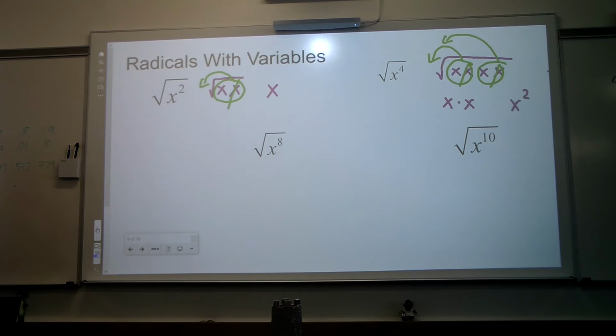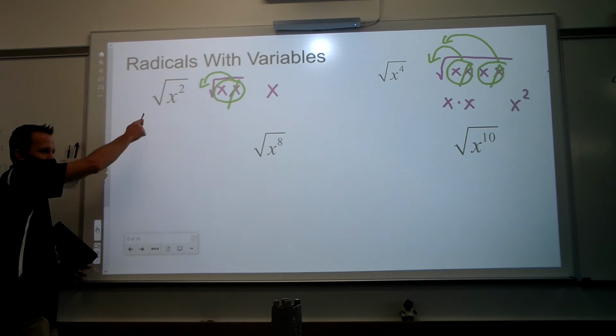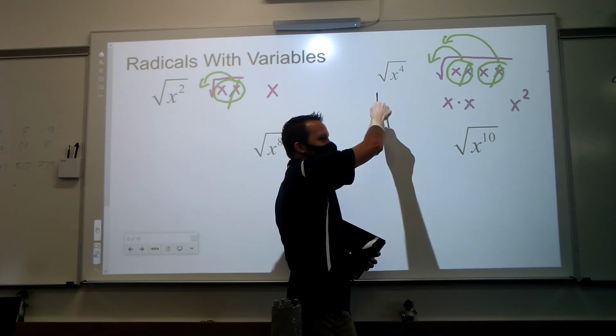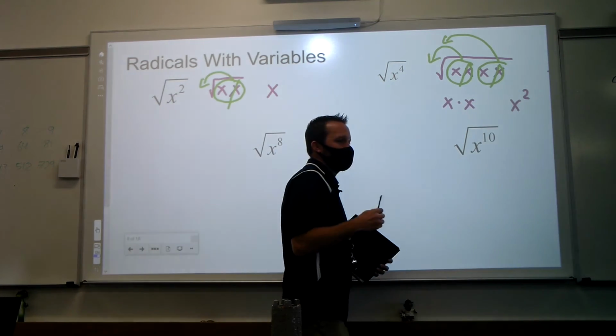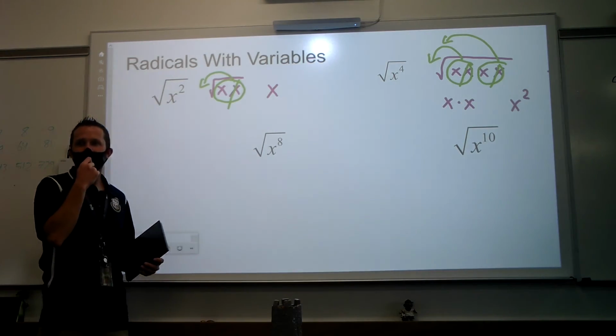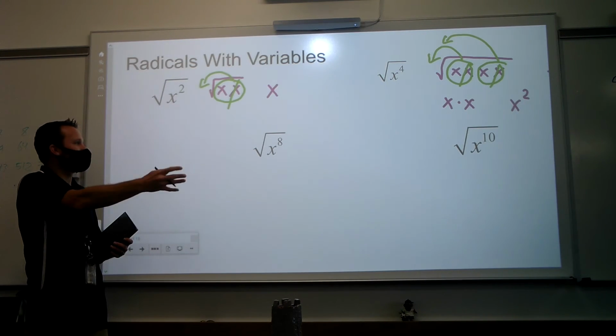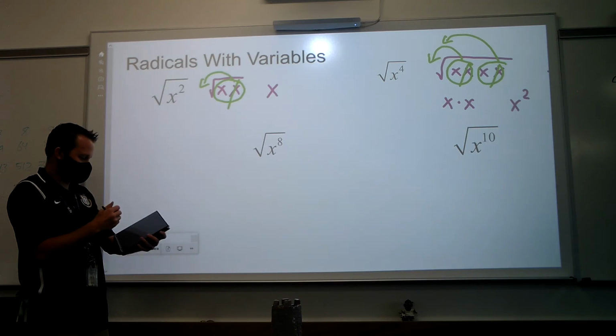Okay, now I could do the same thing with x to the 8th. I could do the same thing with x to the 10th. I don't want to write out 8 x's and do 4 groups and 4 whatever. Are you noticing a pattern here? What is the square root of x squared? X to the 1. What is the square root of x to the 4th? What's the pattern here? It's a half, because how many groups will you have? Half of that, and one makes it, one doesn't, right?